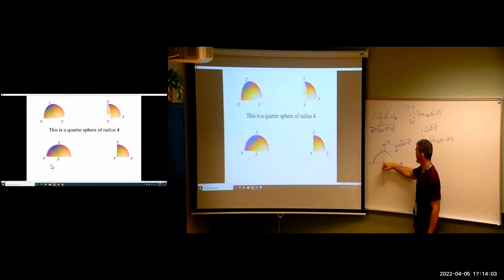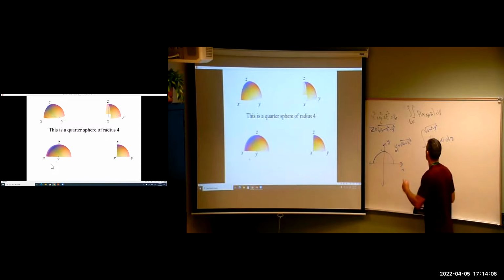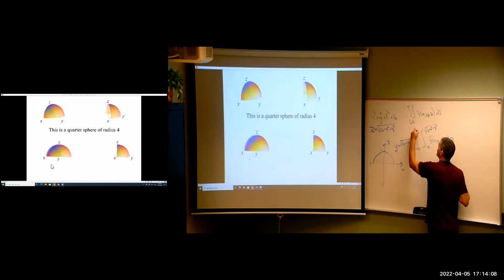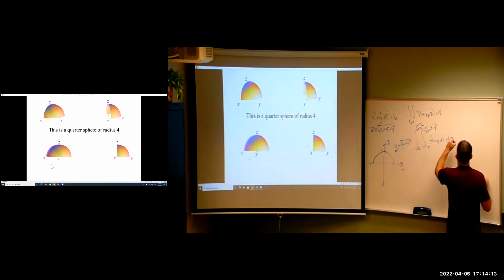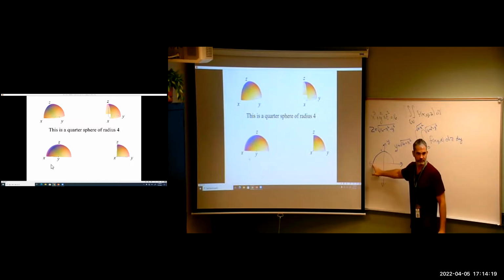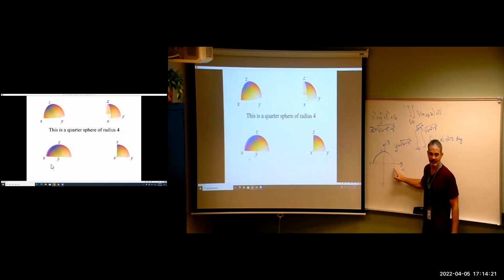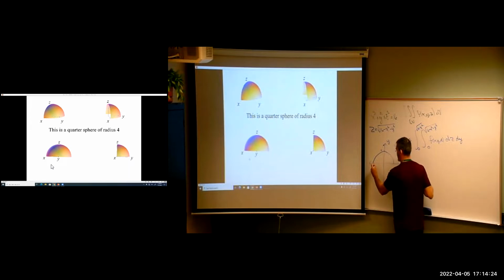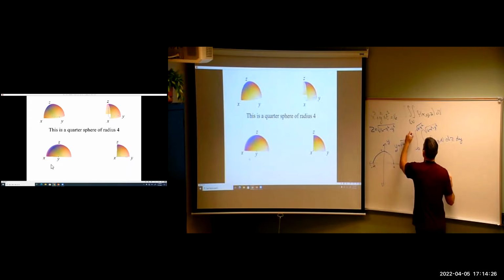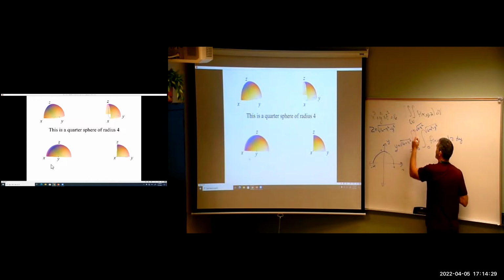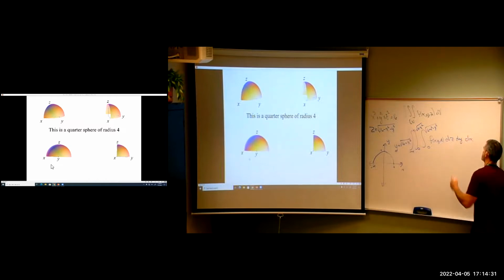And so y clearly is going from 0 up to the curve. So 0 to the square root of 16 minus x squared. That takes care of dy. X, not so bad, right? Goes from the negative radius over to the positive. Radius is 4, so it goes from negative 4 to 4, and there's our dx. Okay. Questions about that setup?